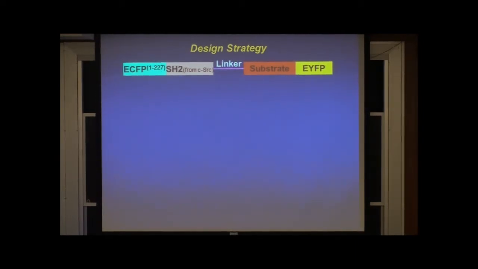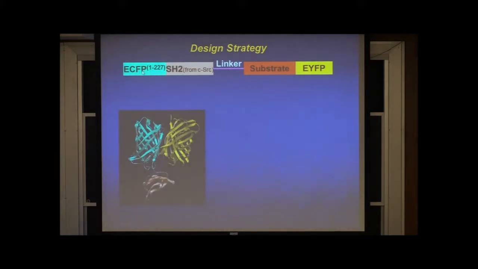We can also utilize biosensors to detect mechanotransduction, as Roger also introduced a little bit. So here I want to briefly introduce our biosensor detecting Src kinase activity. The principle is quite the same. We use two fluorescent proteins at the two ends and an SH2 domain, which is the binding partner for a substrate upon phosphorylation. This substrate is specifically designed to be phosphorylated by Src kinase, but not other kinases. Okay. So the principle is similar.